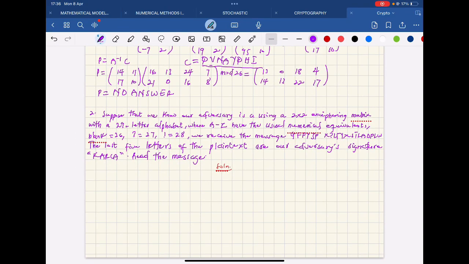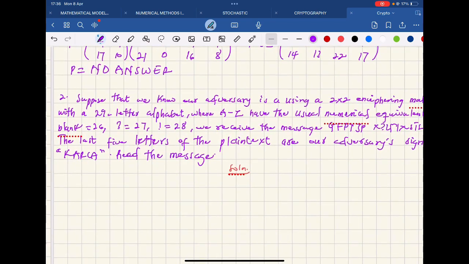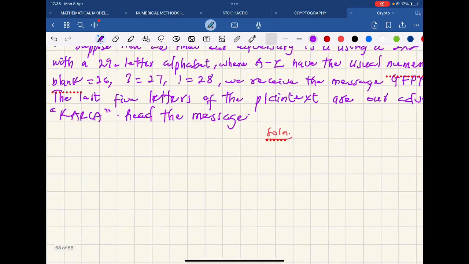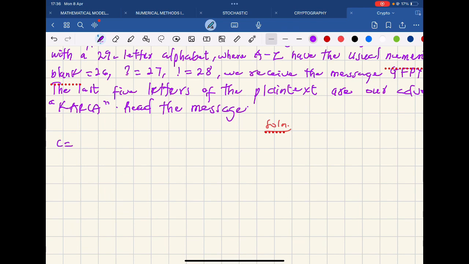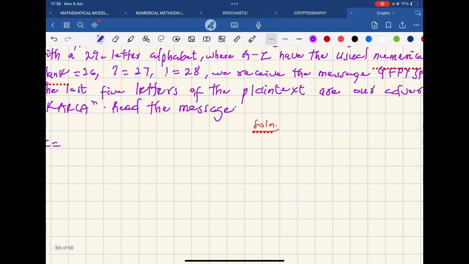Then the question also continues that the last 5 letters of the plain text are our adversary's signature, which is SCALA. Then we should read the message. Okay. So before we do this, we have to know our cipher text and our plain text. Okay, so looking at this, we know we have to write this in the form of a matrix, but the last 5 letters of our plain text is SCALA.